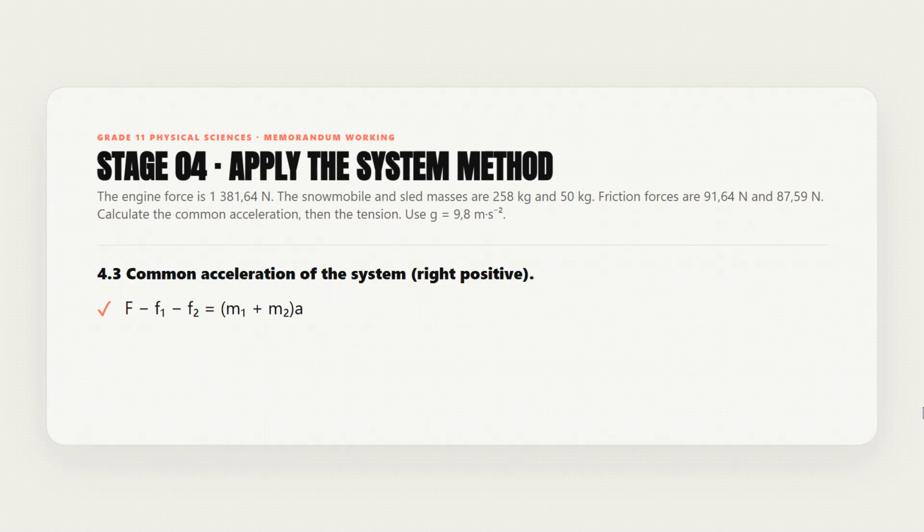Question 4.3. The common acceleration. Treat the two bodies as one system, with right positive. Engine force minus both friction forces equals total mass times acceleration. Substitute, 1381.64 minus 179.23 equals 308 times A. This gives an acceleration of 3.90 meters per second squared to the right.